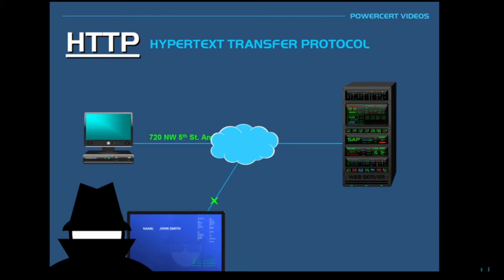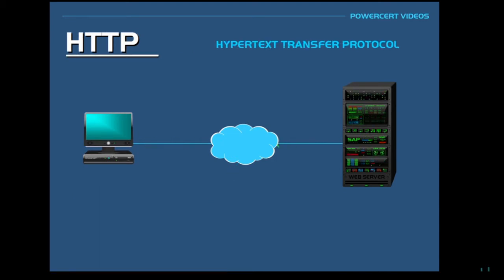So as you can see, this hacker is stealing personal information as it's traveling over the internet. So he has a name, phone number, address, credit card numbers, and so on. So this is a problem as far as security. And this is why HTTPS was developed.